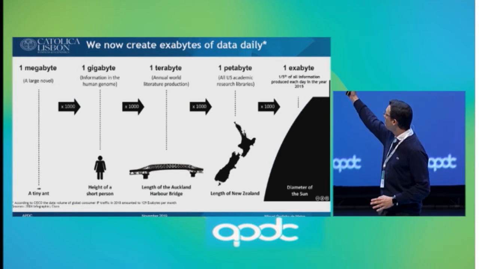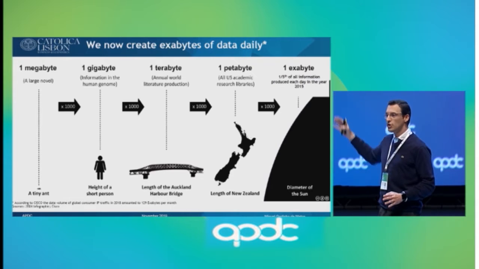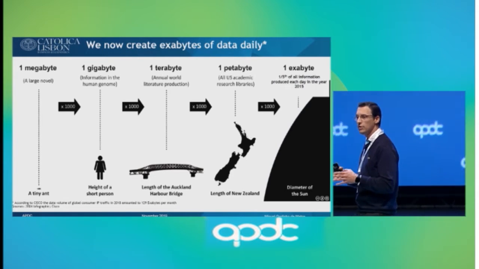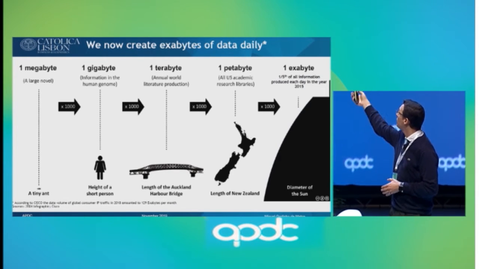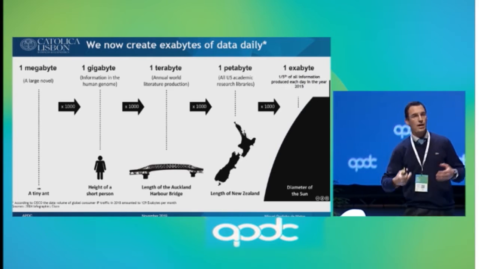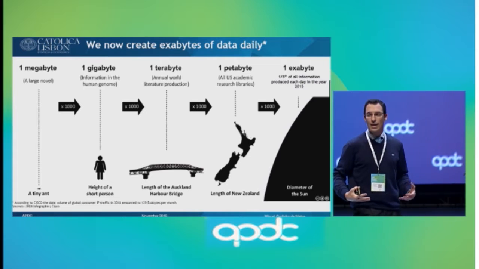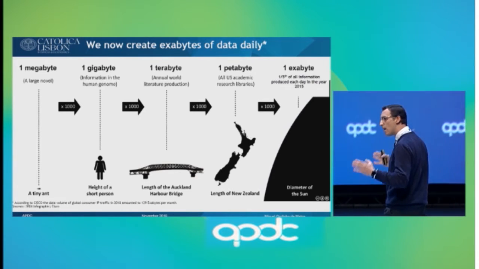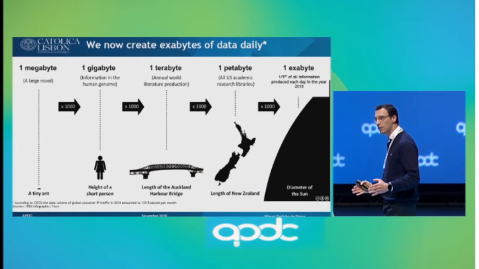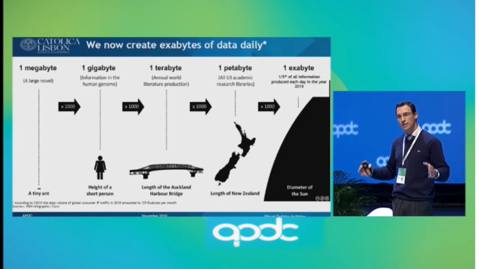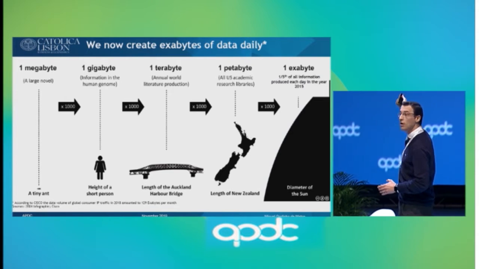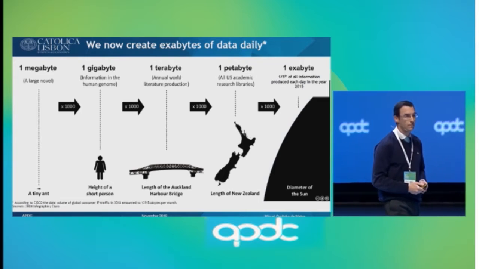If I tell you that a tiny ant, which is a small animal in the physical world, would correspond to 1 megabyte of information, then a short person would be about 1 gigabyte. Then how much data we are generating nowadays, every day according to Cisco, is about exabytes of data, which is the diameter of the sun, in relative terms.